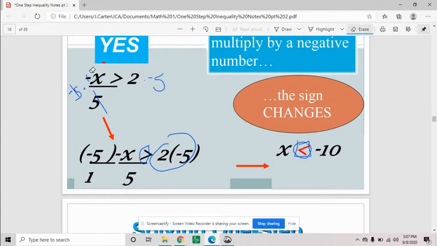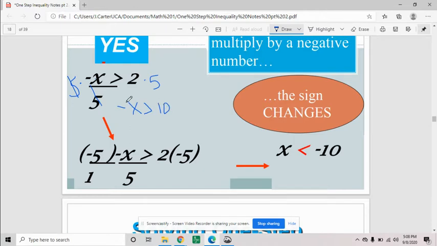Now let me show you. I don't want you guys to be confused on why they multiplied by -5. So I'm going to try and do this. So up here, they could have multiplied by just 5 to cancel divided by 5. So this divided by 5 and this times 5 both cancel. And then you're left with -x is greater than 10.